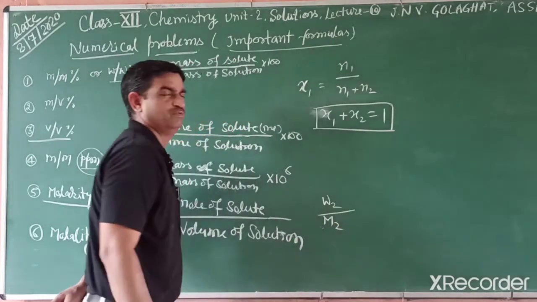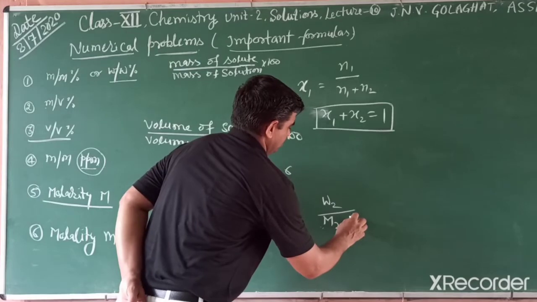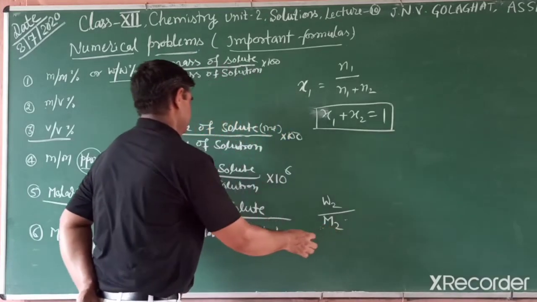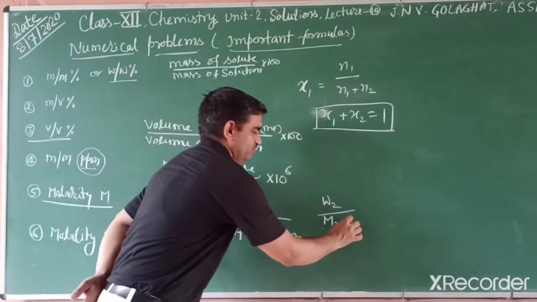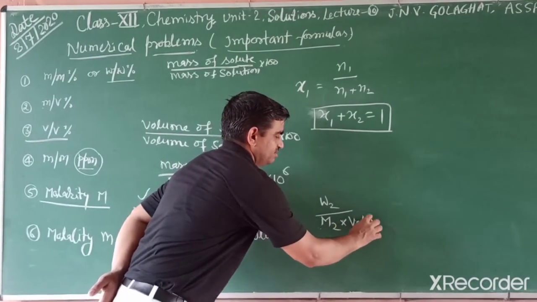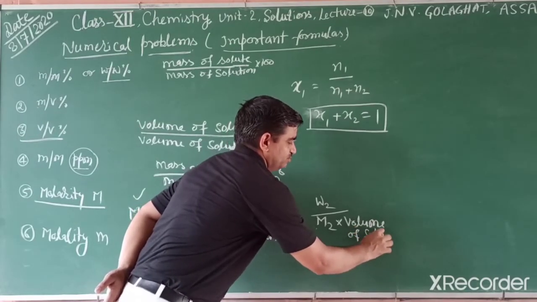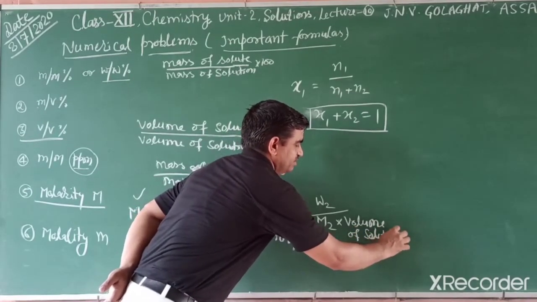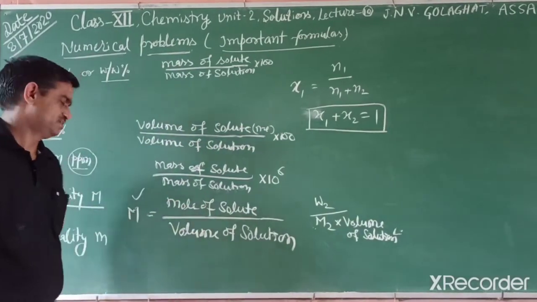So if the volume of solution is in ml, milliliter, then what happens? We divide by 1000. So this molarity we can identify: mole of solute divided by volume of solution in liter. We already discussed this one, mole per liter.